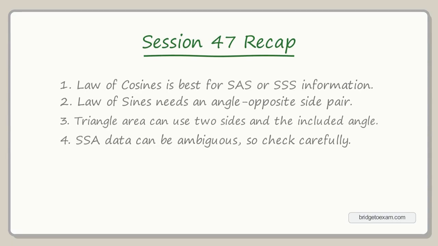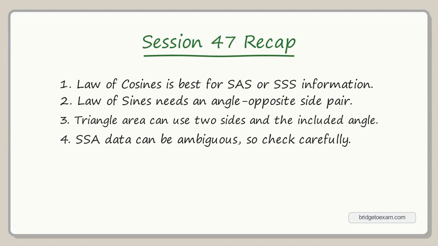Let's recap. Law of cosines is best for SAS or SSS information. Law of sines needs an angle opposite side pair. Triangle area can use two sides and the included angle. SSA data can be ambiguous, so check carefully.